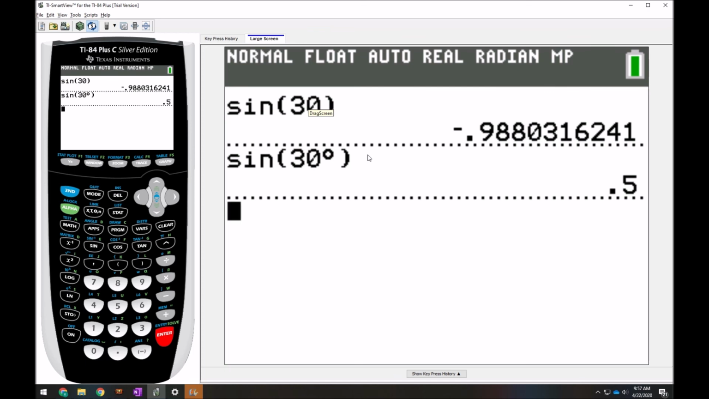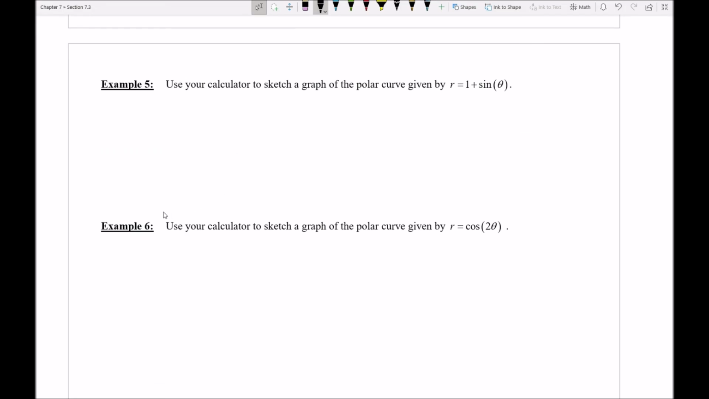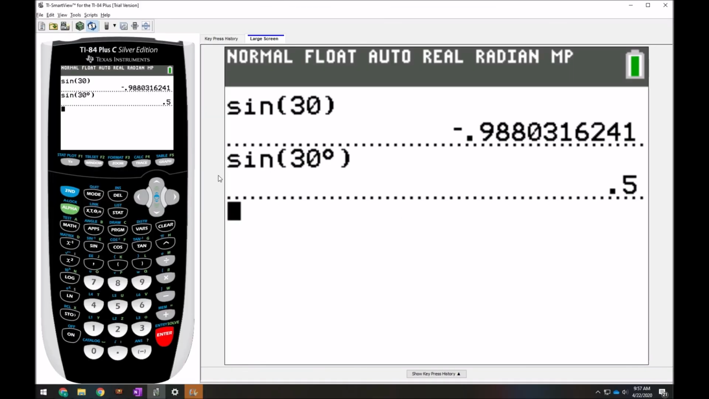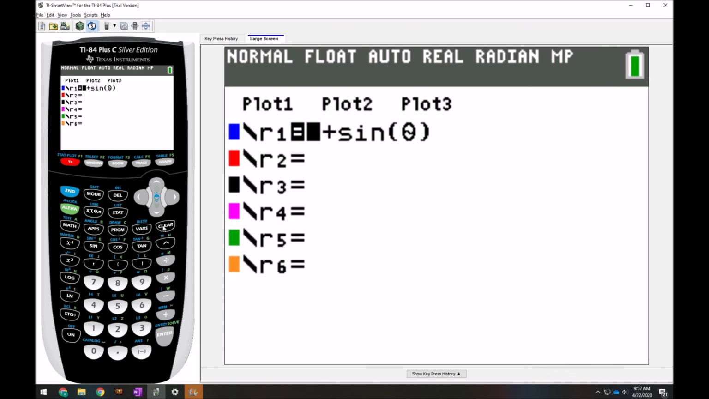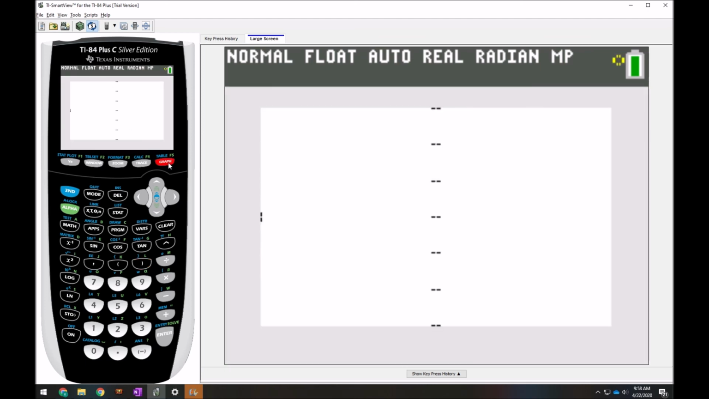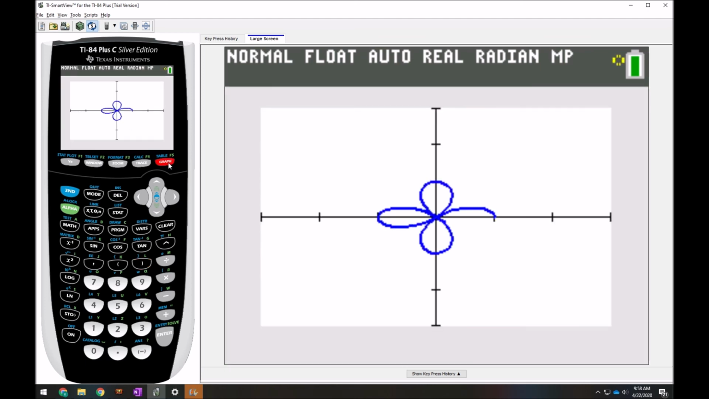Well, let's take a look really quickly back at the notes to see what example number 6 is going to ask. Can I use my calculator to sketch a graph of this curve? All right, sure, no problem. I'm going to go ahead and change this up. This was just the cosine of 2 theta. If I take a look at this, I hit the graph button, and the picture that I ultimately create looks something like this.